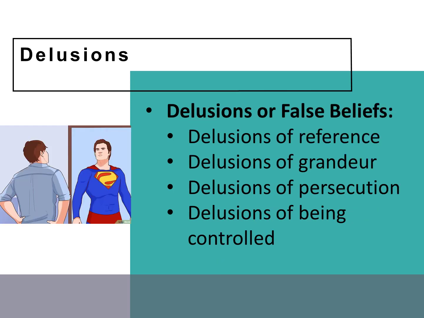As far as delusions of schizophrenic individuals, or people who suffer from schizophrenia, there's four that we're going to go through. Delusions are false beliefs. The first one is delusions of reference. Some people with schizophrenia have delusions of reference, which are beliefs that things are happening in the environment because of them. They're referencing things that are happening in the environment and attributing them to themselves.